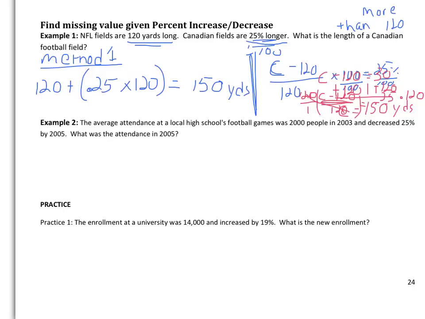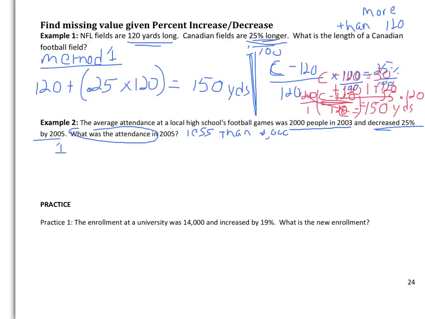Okay, the average attendance at a high school football game was 2,000 people in 2003 and decreased 25% by 2005. What was the attendance in 2005? Well, right away, let's do a sanity check. Is it going to be more or less than 2,000 people? You should say less than 2,000. It tells us right here it's a decrease, so we've got to have fewer people.